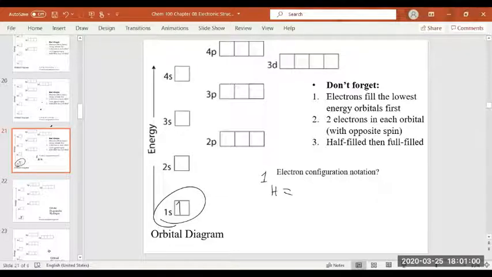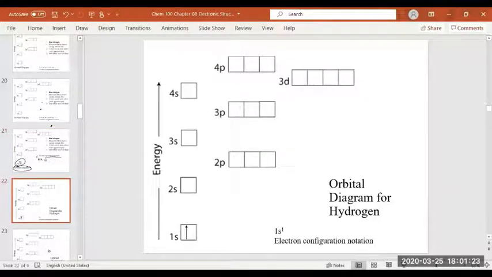Arrow or half arrow. This represents the electron configuration orbital diagram. We call it the orbital boxes diagram. For the complete electron configuration notation, we just replace the box with a number, how many electrons we have in that box. We have 1, so you put 1. So it will be 1s1. That's how it is for hydrogen.